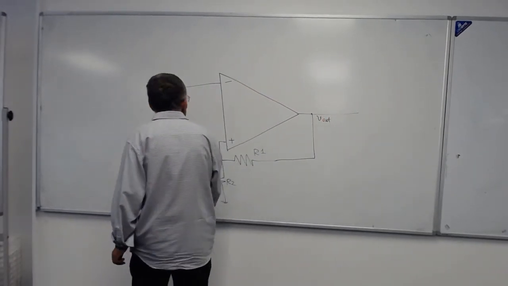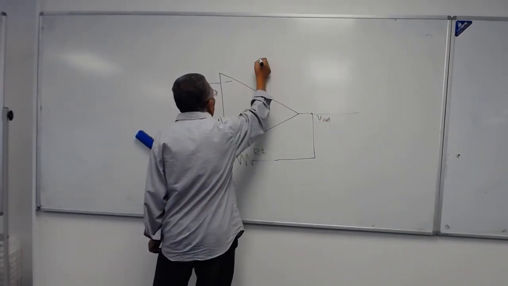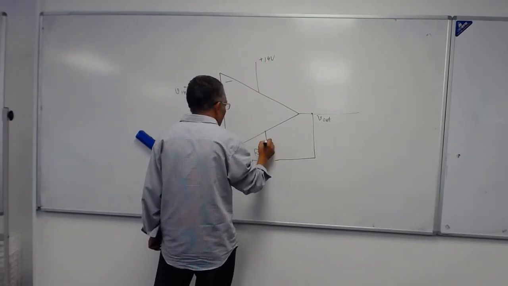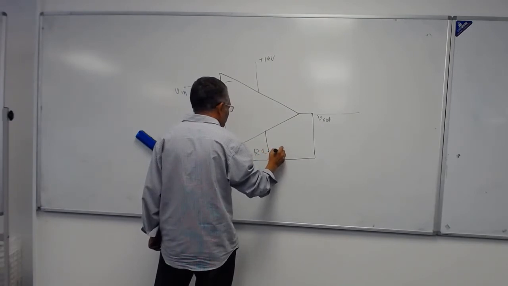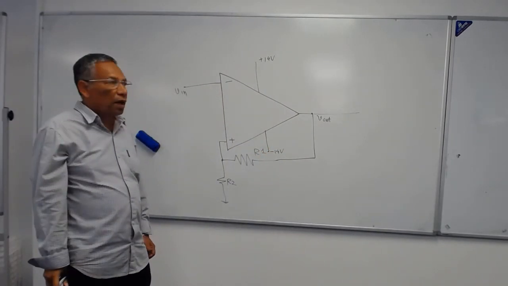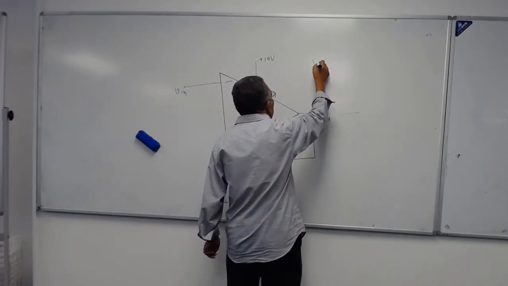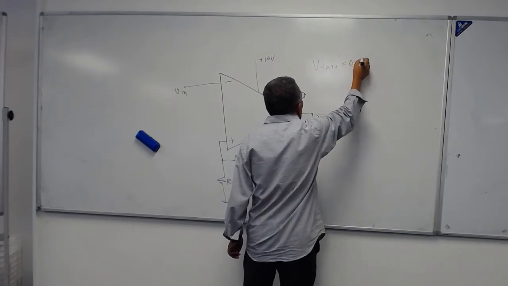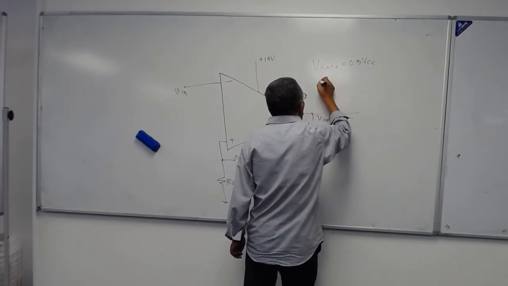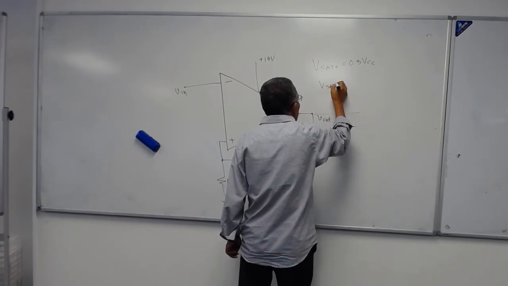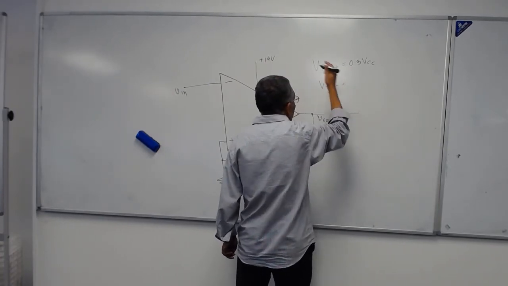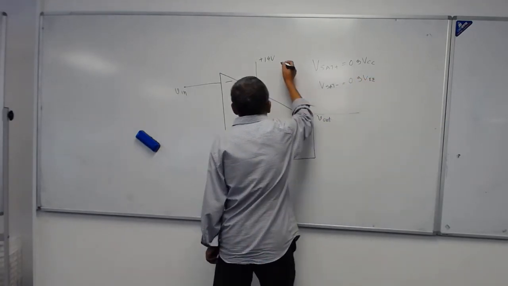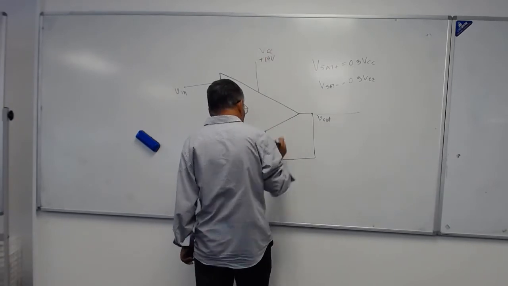Okay. And say supply voltage is plus 15, say plus 14 volts. You change it a little bit. And then here is minus 14 volts. Okay. And we say that Vsat plus equals 0.9 VCC and Vsat minus equals 0.9 VEE. Okay, so this is equal to VCC and this is equal to VEE.